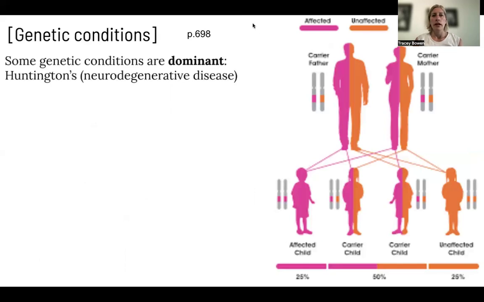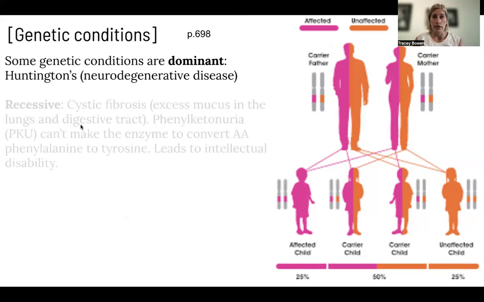So when we are talking about alleles, one thing that's going to come up potentially is genetic conditions. Some genetic conditions are dominant. They're rare, but they're possible. An example of this would be Huntington's disease, which is a neurodegenerative disease. If your parent has Huntington's, because this is a dominant allele disease, then you would have a 50% chance of having Huntington's. And if you have Huntington's, you would have a 50% chance of passing it on to your offspring, because you only need one of those dominant alleles in order to have Huntington's.